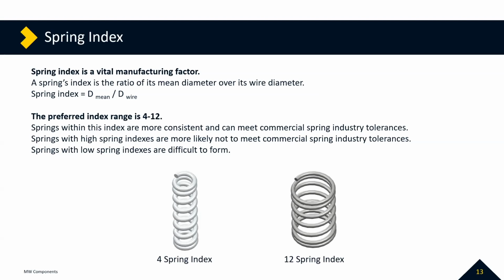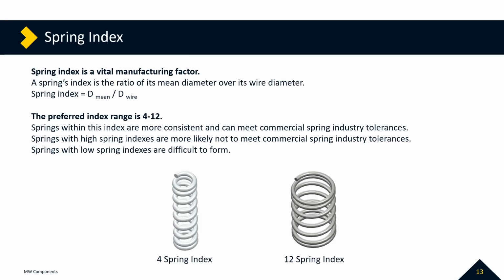Anything below a 4, you're risking tool breakage. You're also risking breaking the wire as it's being formed. It's just hard and difficult to form something around itself, if you can imagine that, wrapping the wire around itself. It's very tough on the equipment, the wire, and the spring design itself. So in designing something where you're left with minimum space, try to remember that the index does play a key role in determining how it's going to be built.